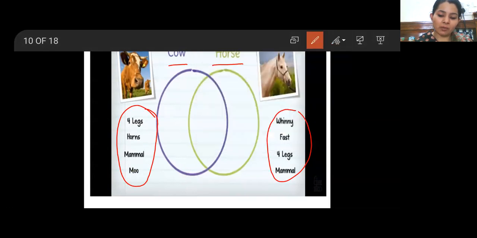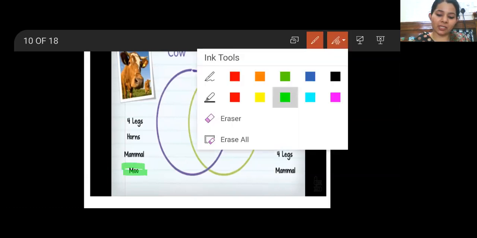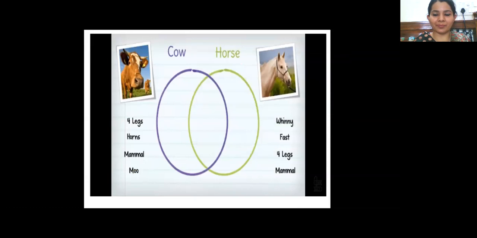So as you are solving, let me just give you an explanation of this word whinny. The sound of a horse is neigh, N-E-I-G-H, right? But when a horse neighs quite loudly, the pitch is very high, then it is called whinny. Whereas the sound of a cow is moo. That we know, right? And accordingly, you have to fill this given information in the Venn diagram.